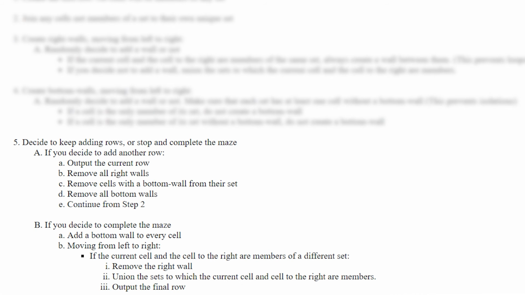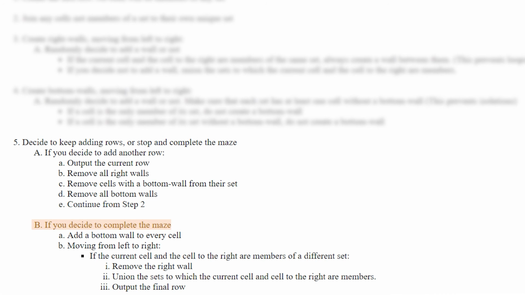Now, if we decide to end the maze, instead of adding a new row, we will continue with the following steps. Output the current row. Add a bottom wall to every cell. Moving from left to right, if the current cell and the cell to the right are members of a different set, remove the right wall. Union the sets to which the current cell and the cell to the right are members. Output the final row.